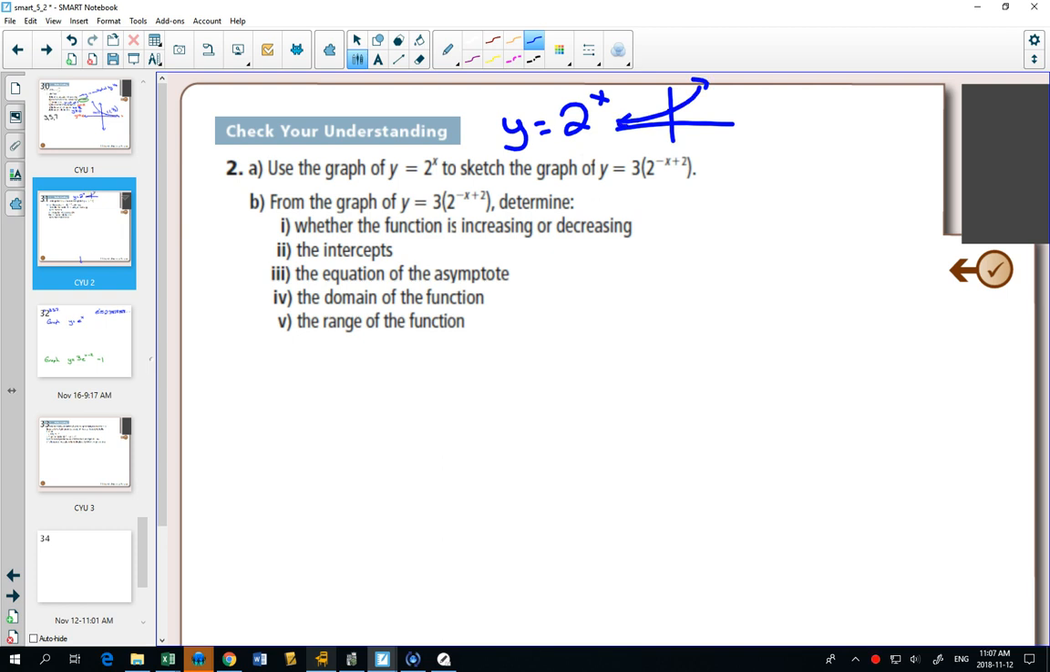It swoops up like this. It has (0, 1) and (1, 2), and an asymptote right here. So there's your parent graph. And the key thing is your parent graph has a 2 built into it.